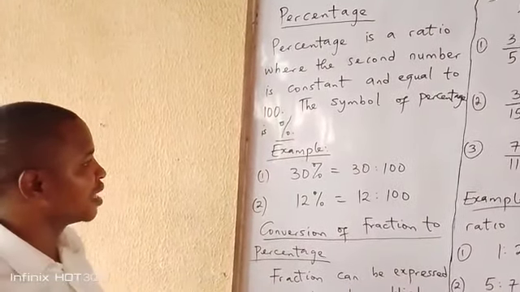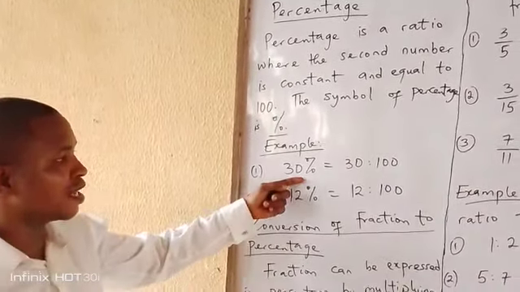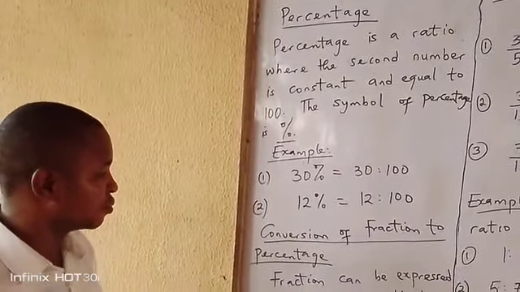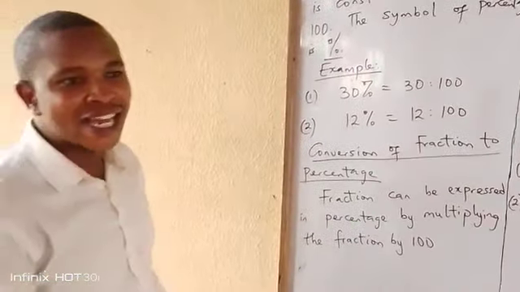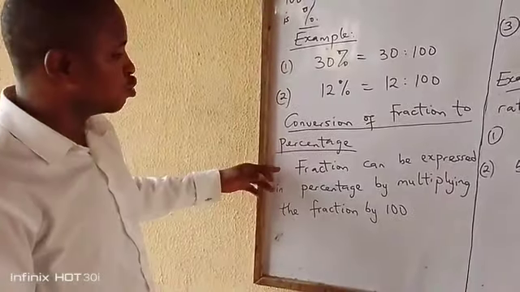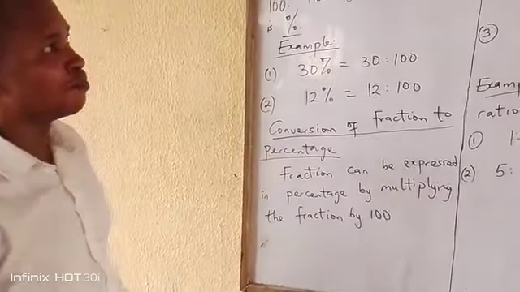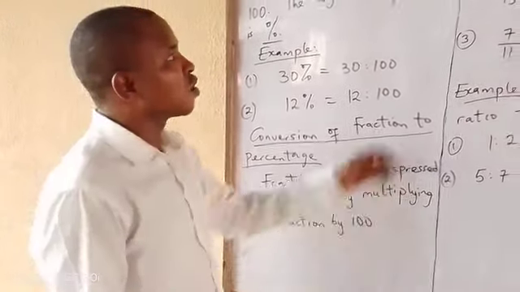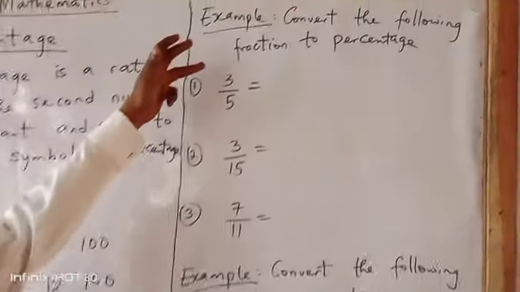And anytime that you have 30%, another way in which you can write it is 30 ratio 100. Likewise, when you have 12%, you can write it as 12 ratio 100. So we want to convert fraction to percentage. Anytime that you are asked to convert fraction to percentage, all you need to do is to multiply by 100%. So let's solve the relevant example given here.